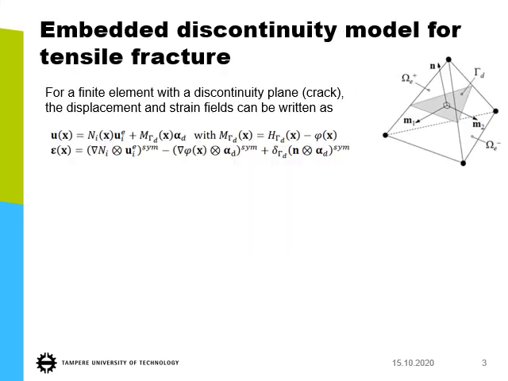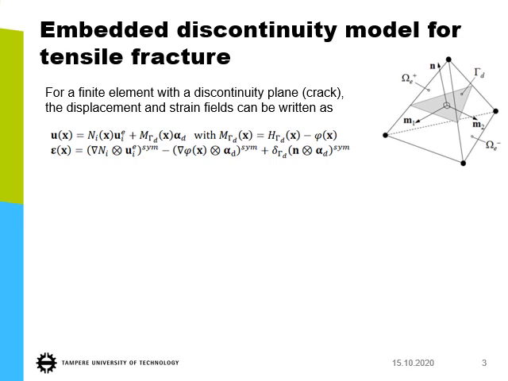Okay, now we go to the theory of the model. So first, we look at the embedded discontinuity model for tensile fracture. Here we have an element, a 4-node tetrahedron in 3D. It's cut into two parts by a crack, which is a displacement discontinuity defined by the normal and the tangent vectors. And for that, we can present the displacement and strain field like this.